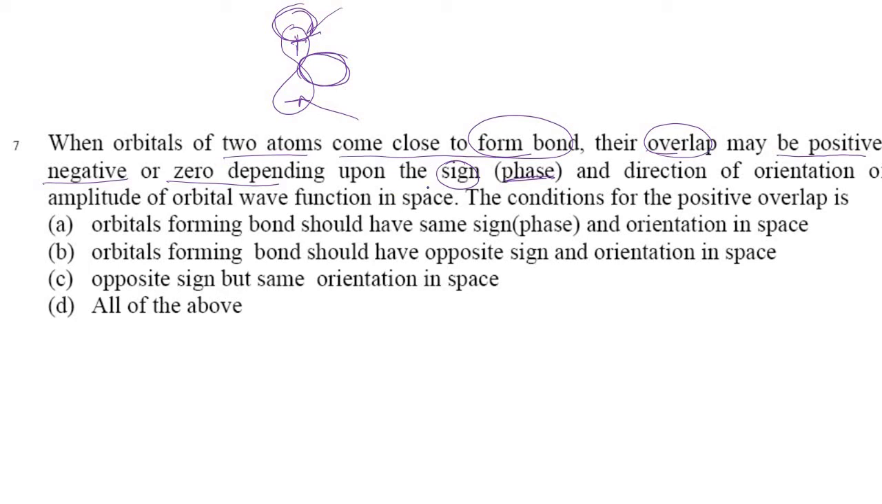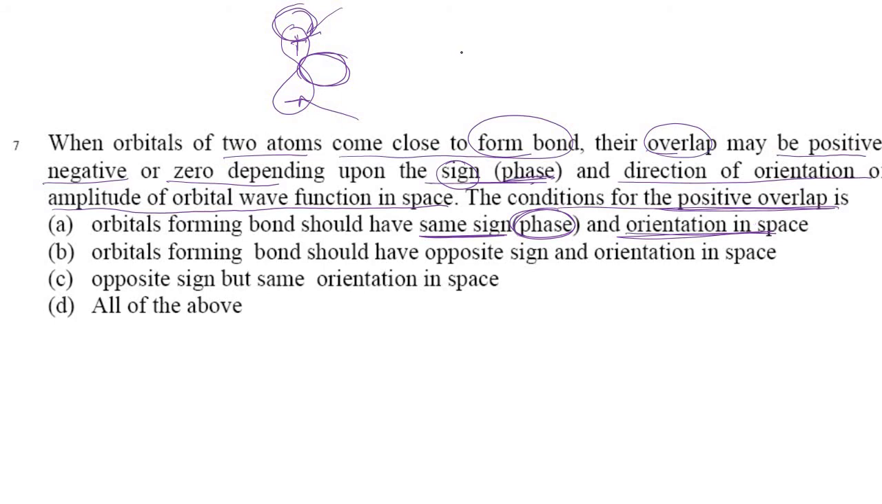So depending on the sign, the phase, and the direction of orientation of the amplitude of the orbital wave function in space, that is the important criterion. Now the condition for positive overlap: first, orbitals forming a bond should have the same sign. That is nothing but called phase, and that phase is nothing but electron density. And whenever they have the same sign or phase, orientation is important in space.